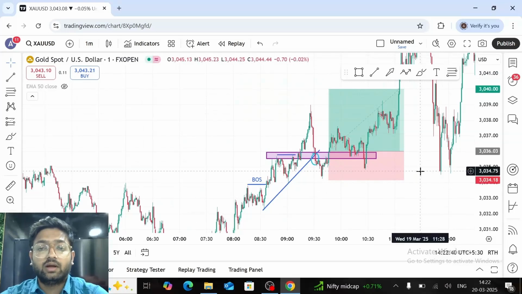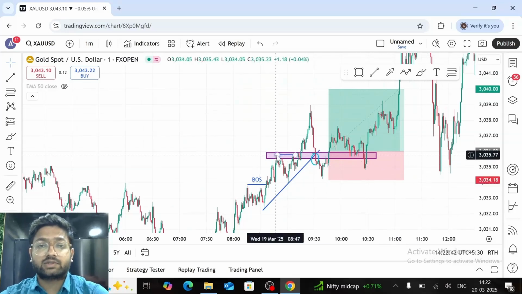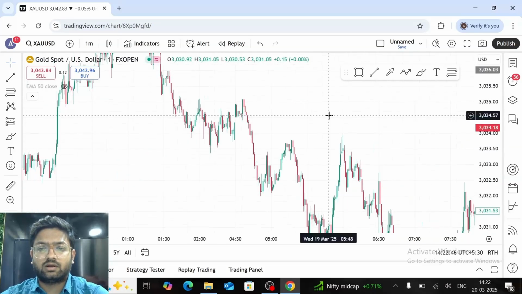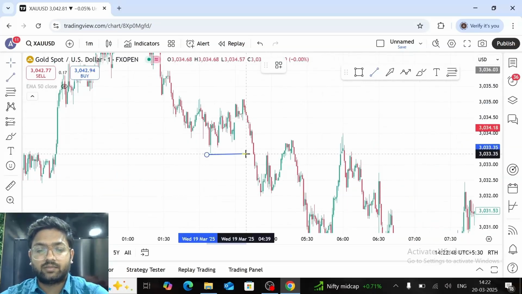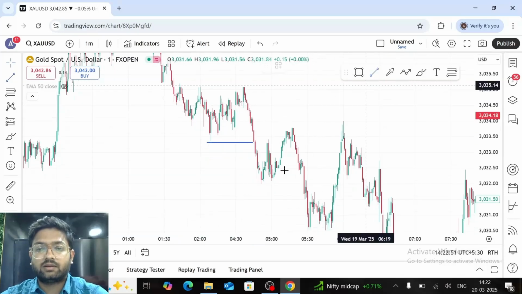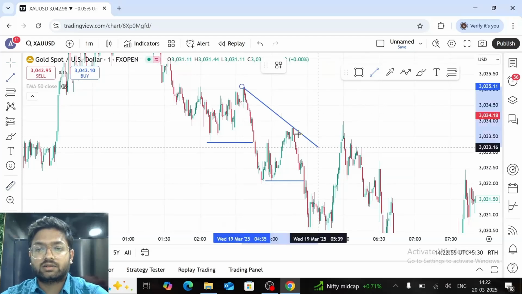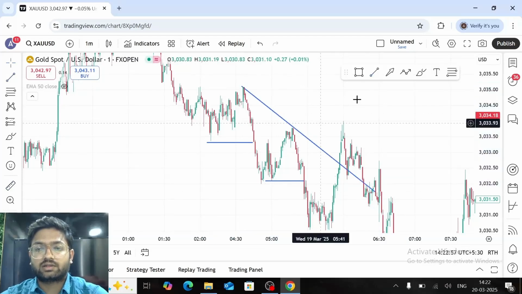This is how you need to analyze the market with the help of the strategy which I'm going to teach you. And see, we will get a lot of examples. See here, break of structure in the downtrend. So here, one touch, second touch, and on the third touch, the price is breached.